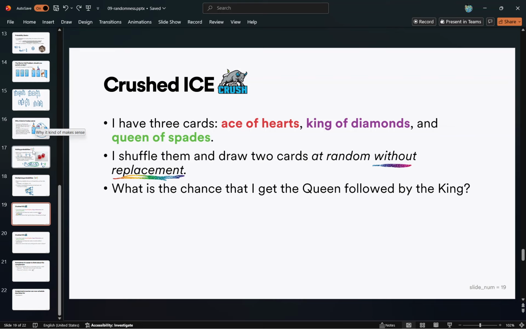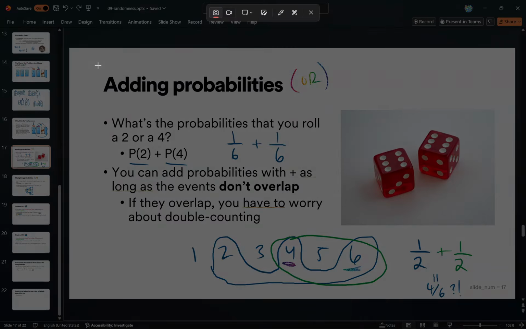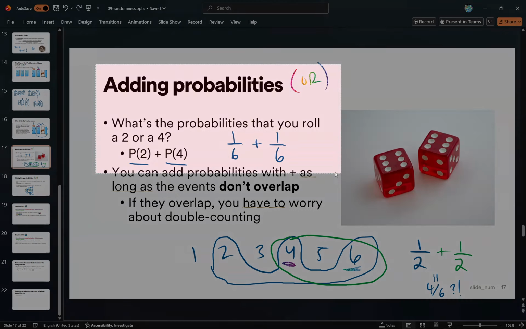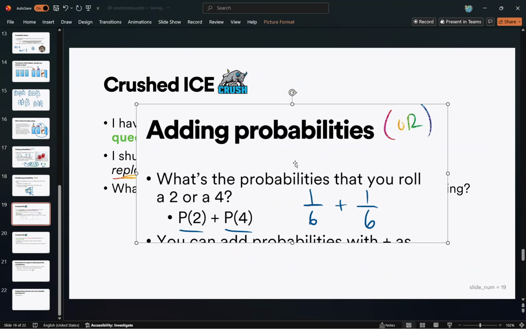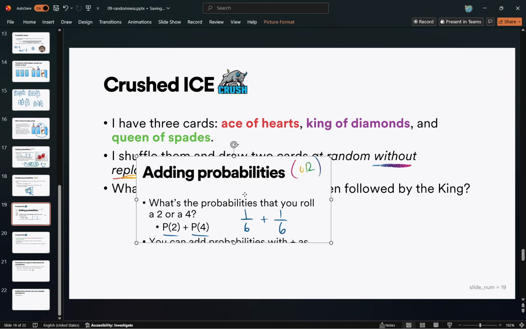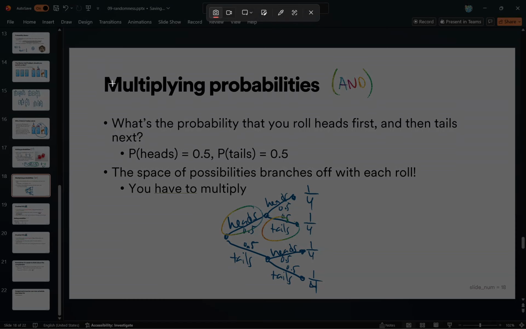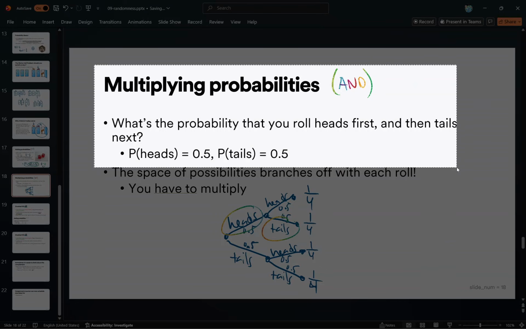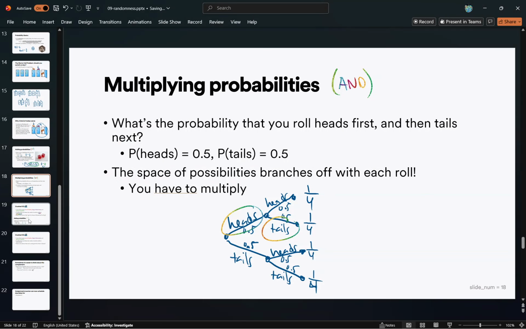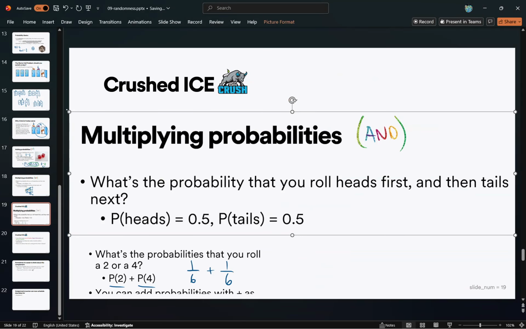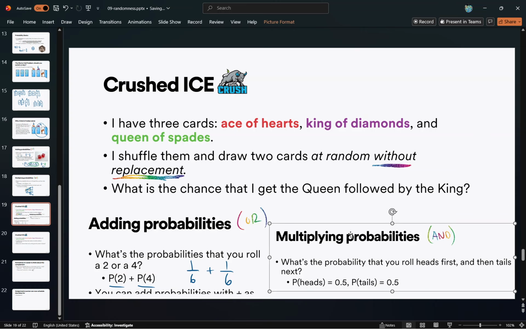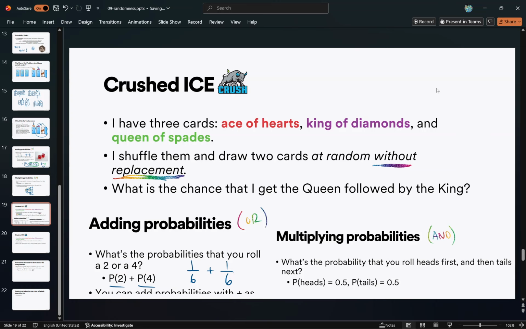So here, let me show you. Is it one of these? Is it that thing? That's the adding probabilities stuff. Does it need to be added? Does it need to be multiplied? Is there a weird combination of both? Let me give you both of those so that you can see them. But try to figure it out, and let me know if you have any questions. What's the chance I get first the Queen of Spades, then the King of Diamonds, in that exact order?